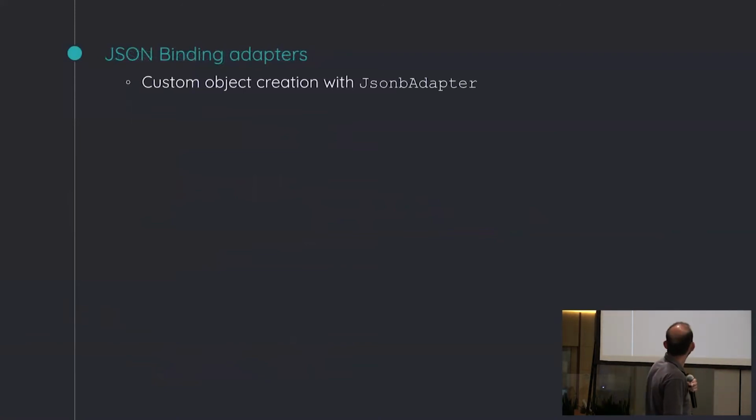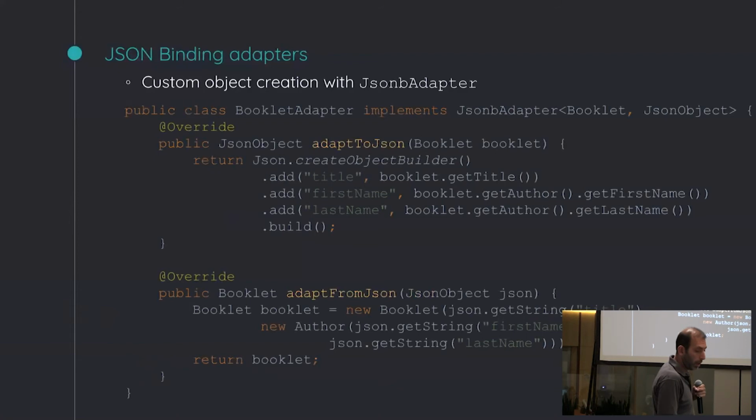What about JSON binding with adapters? So let's talk about custom object creation with the JSONB adapter. Basically, an adapter configures a custom object creation and serialization by implementing the JSONB adapter interface. The methods you need to implement are adaptToJson and adaptFromJson. So basically, you need to override the logic and perform the serialization and deserialization binding rules you define.